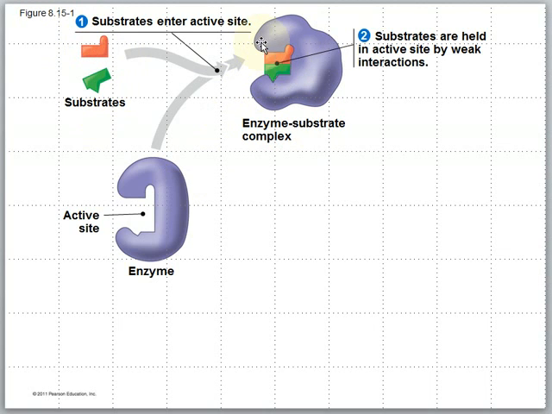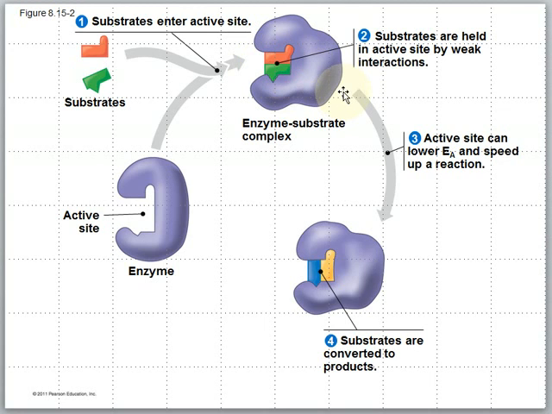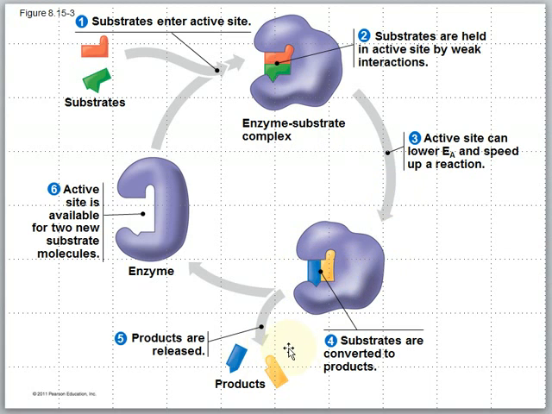Notice that they are not combined yet chemically, but they are held together by some weak interactions, hydrogen bonds, van der Waals interactions, things like that. Next step is that because of this protein in the active site, it lowers the energy of activation enough that the reaction can occur. So now the reaction has occurred, and the substrates are converted into the product. They are released, and the enzyme is free to do that process all over again.